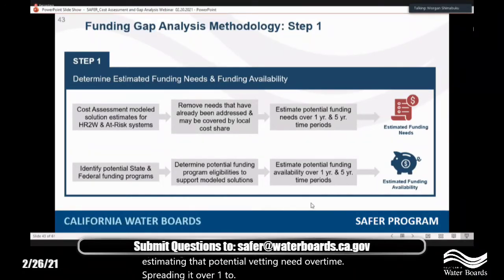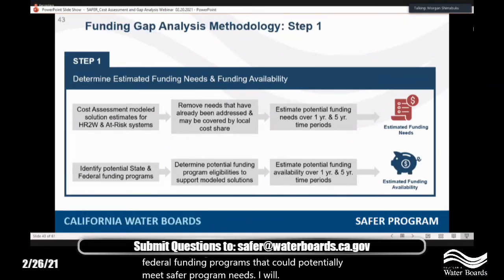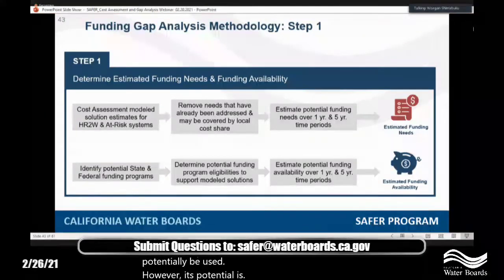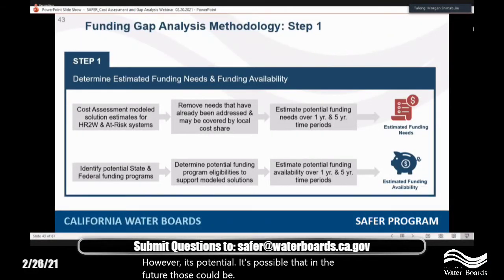And then the bottom track there, we identify potential state and federal funding programs that could potentially meet SAFER program needs. I will note here that the non-State Water Board funds, whether that be another state fund or a federal funding program, are not directly being incorporated at this time, other than presenting what's out there and could potentially be used. However, it's possible that in the future those could be added into the funding gap analysis in some way.